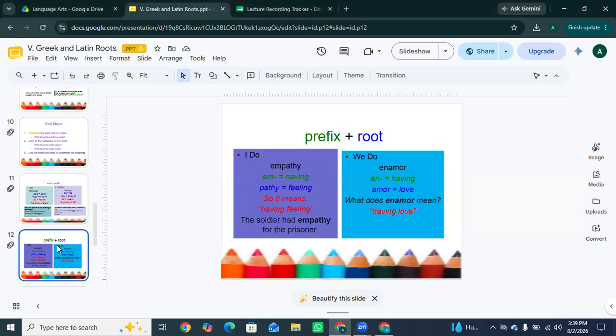The next one is prefix plus root. I do empathy. So em means having and pathy means feeling, meaning having feeling for others. So someone who understands another person's emotion. The next one, we do enamor. En means having and amor means love, meaning having love.